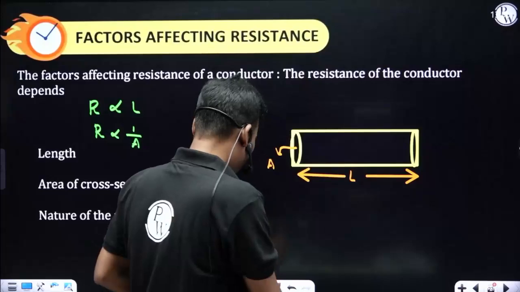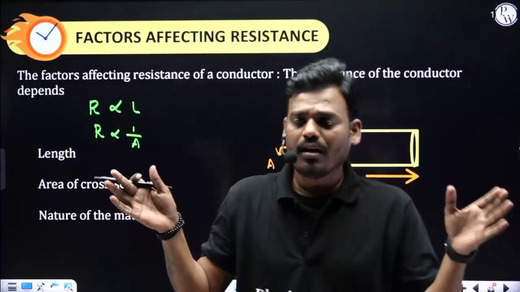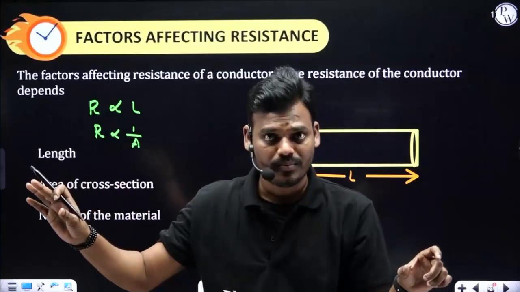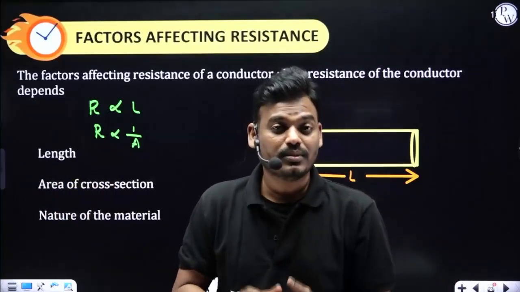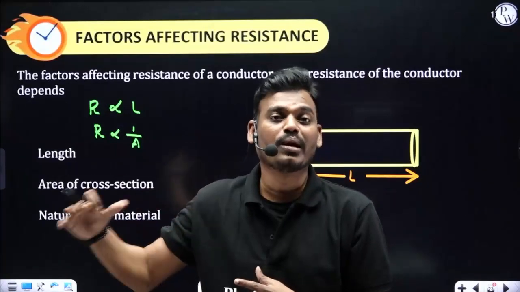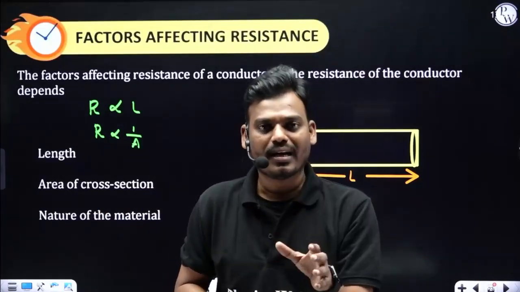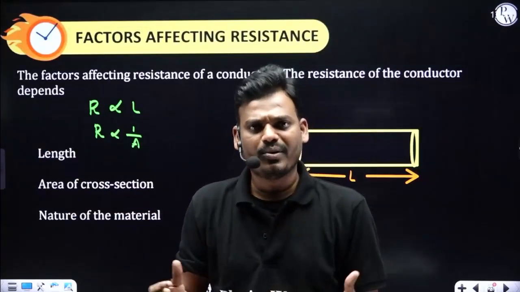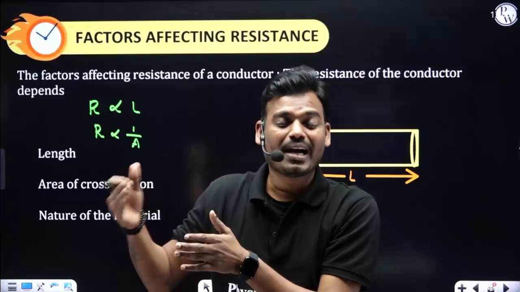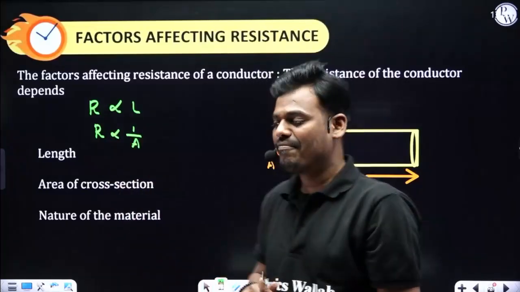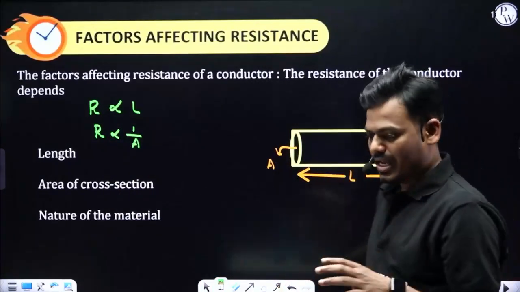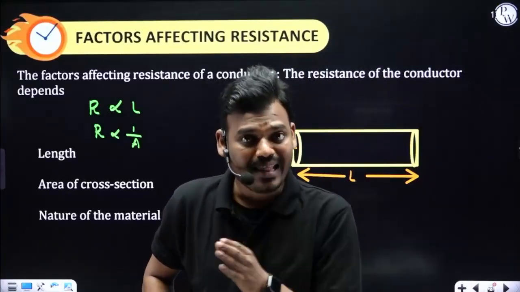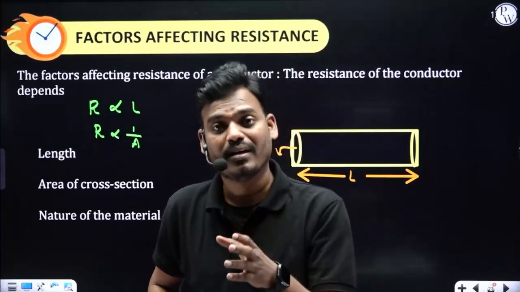Let me consider a classroom only. Consider two cases: one small classroom and another big classroom. In which classroom can more students occupy seats? One classroom is bigger, another is smaller. Obviously, the larger room will hold more students. In the same way, in a conductor, if the length is more, the number of free electrons will be more. If the length is less, the number of free electrons will be less.